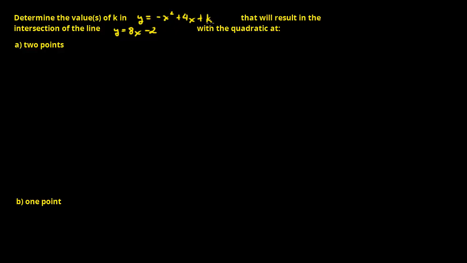So in this example we've got this constant k. Now we don't know what k is. It's essentially a variable. But we want to figure out the possible values that will result in this line having 2 points of intersection with this parabola. So let's look at how to do that.